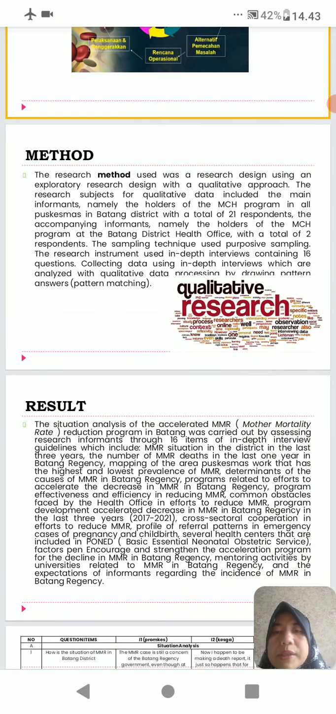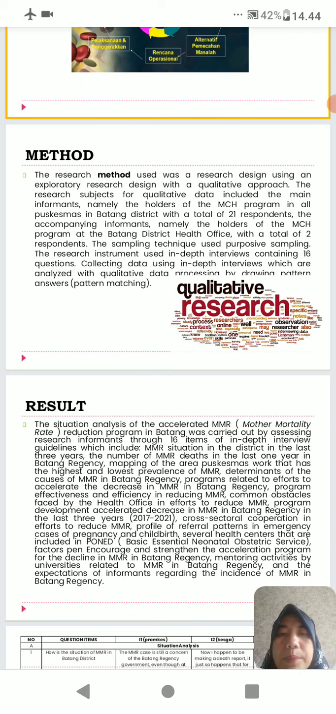The method of my research. The research method used was an exploratory research design with a qualitative approach. The research subjects for qualitative data included the main informants, namely the holders of the mother and child health program in all puskesmas in Batang District, with a total of 21 respondents. The accompanying informants, namely the holders of the mother and child health program at the Batang District Health Office, with a total of 2 respondents. The sampling technique used purposive sampling.